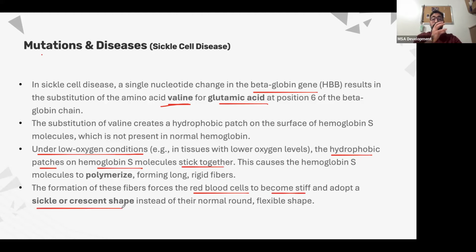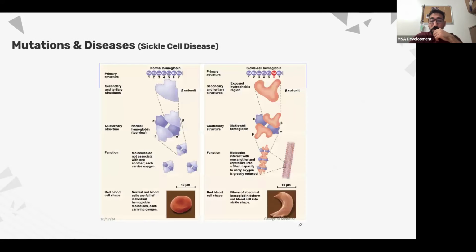Now, when it's a precipitate, when there's an abnormality in the beta globin gene, it will produce rigid fibers, and these rigid fibers will form the crescent shape of the cell that we can see over here. So fibers of abnormal hemoglobin will deform the red blood cell into the sickle shape due to the polymerization, due to the aggregation of the proteins that will form this abnormal shape that can also obstruct some vessels in our body. I hope that makes sense.